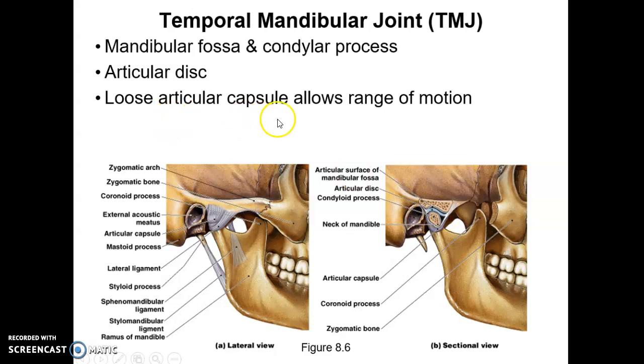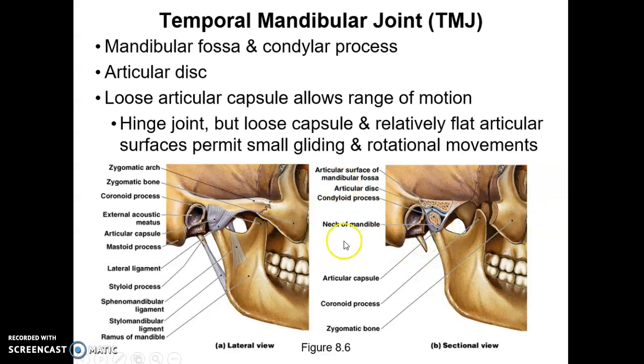And there's a relatively loose capsule that allows a good range of motion with this joint. So it's a hinge joint, but remember you can protract, retract the jaw somewhat, move it around. Think about the action of chewing gum. It's not just up and down, but you can move that mandible forward, protract it, move it back a bit, retract it. But it is a hinge joint. A good amount of motion for a hinge joint at our TMJ joint.